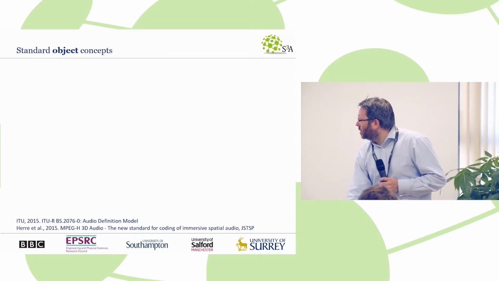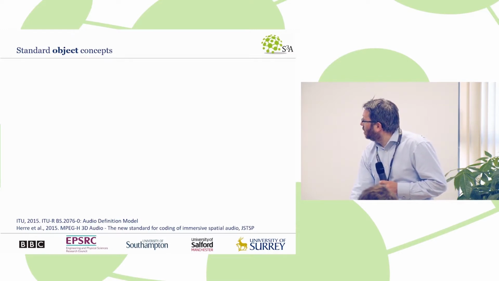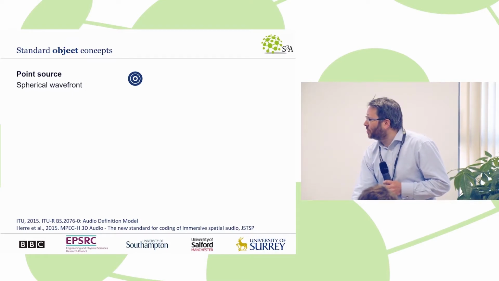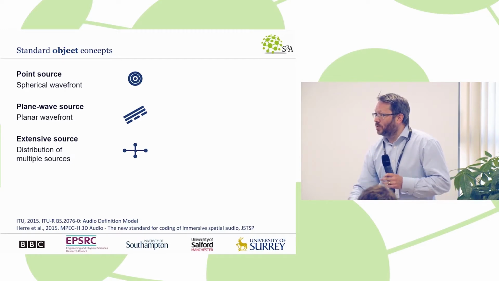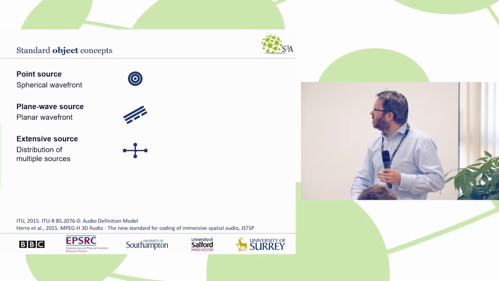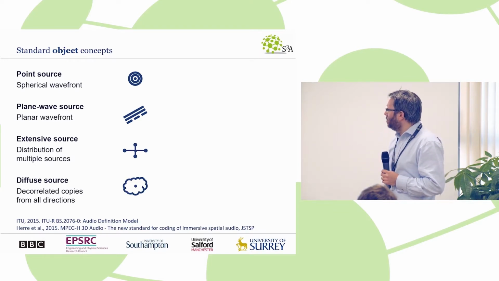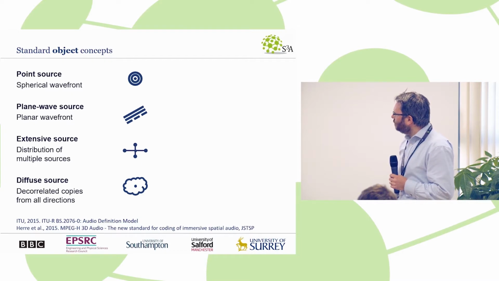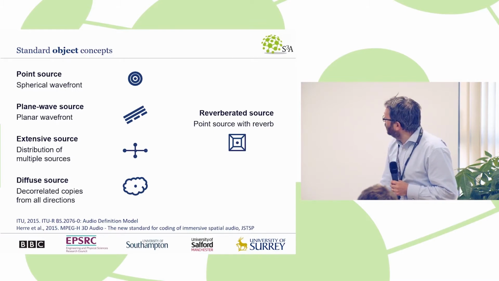But one of the problems is that in the standard object concepts, and I'm talking specifically about audio objects here, we had a toolbox or a palette of sounds that covered some standard ideas. So we had a point source, a plane wave source. There's also the idea of a source with some width or height, with extent defined in the standards, and a diffuse source similar to the characteristics that Mike was describing earlier. And so the problem is, well, what is a reverberated source in this context?